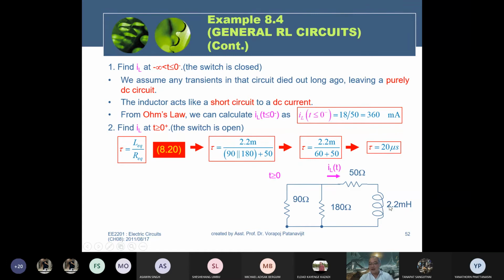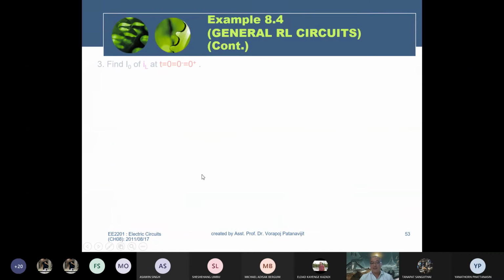With the equivalent inductance you got here, you substitute the time constant into the general form of the inductor's current. Tau equals 20 micro. Next step.